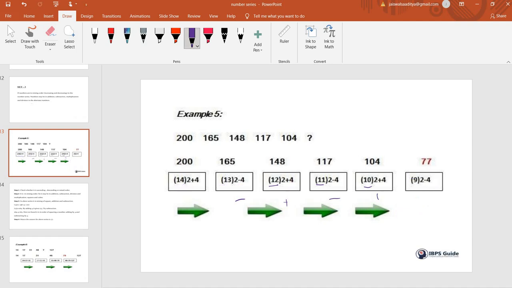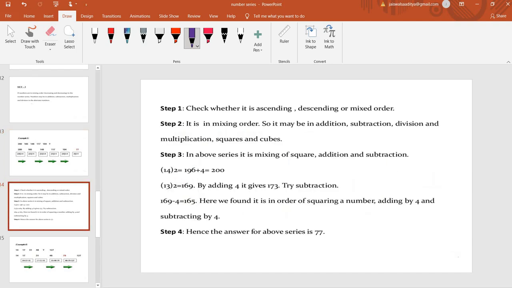From the starting of the course, I have been telling you that you have to observe the sequence. If you don't observe the sequence, you won't get the answer. It's a very easy thing. So these are the steps for how you will do it. Check whether it is ascending order, descending order, or mixed order. In mixed order, it may take addition, subtraction, division, multiplication, square, cube, everything can come.